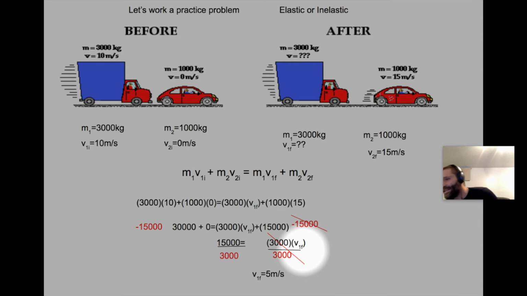So the velocity of the truck post-collision after the hit is 5 meters per second. Now, if I want to be really accurate, I'd say 5 meters per second east. But since I didn't give direction to the problem, I don't need it in the answer. So remember, this is an elastic collision because they are bouncing off each other.